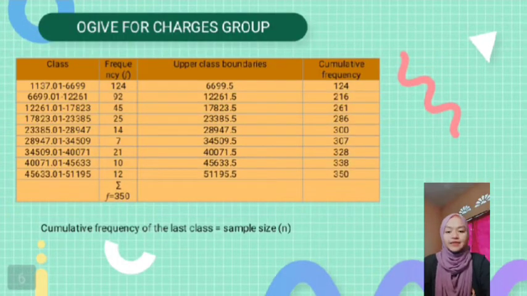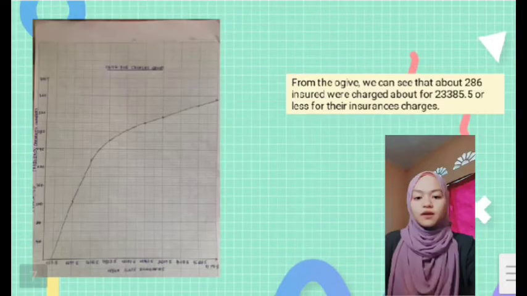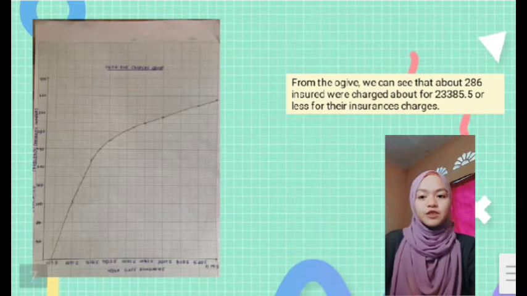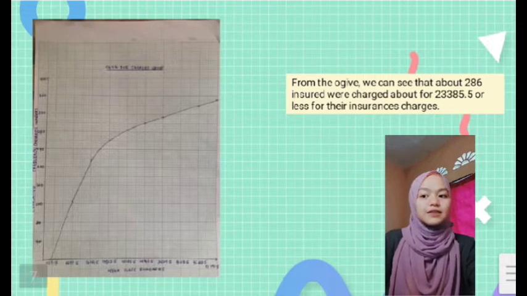Lastly, we have represented the charges group data in an ogive graph. For the x-axis, we use upper class boundaries, and for the y-axis, we use cumulative frequency. From the ogive, we can see that about 286 insured were charged about 23,385.5 or less for their insurance charge.